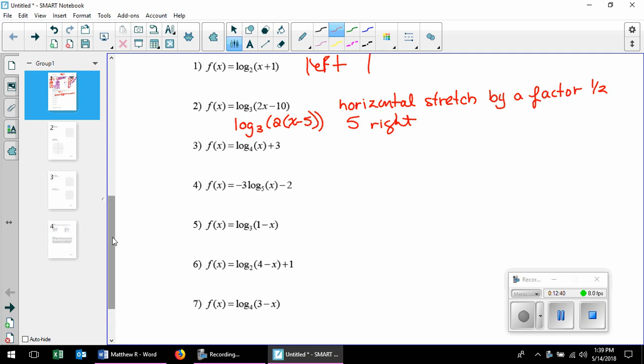Hey, Canal, where would my asymptote be on this one? No. There is no horizontal shift. Trick question. Oh, I totally threw you under the bus.